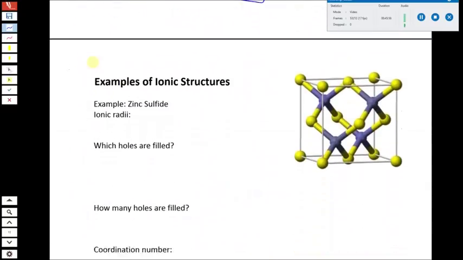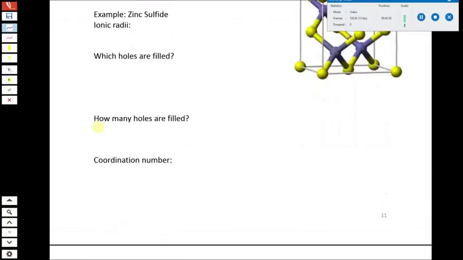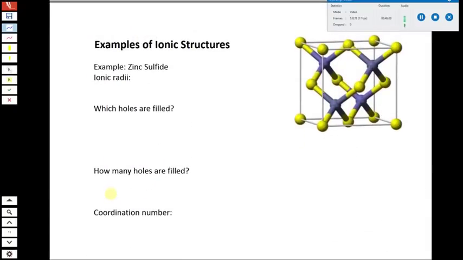All right, the last example structure we'll give you is going to be zinc sulfide, ZnS. So once again, we're going to look at the ionic radii to be able to make some predictions about the structure.